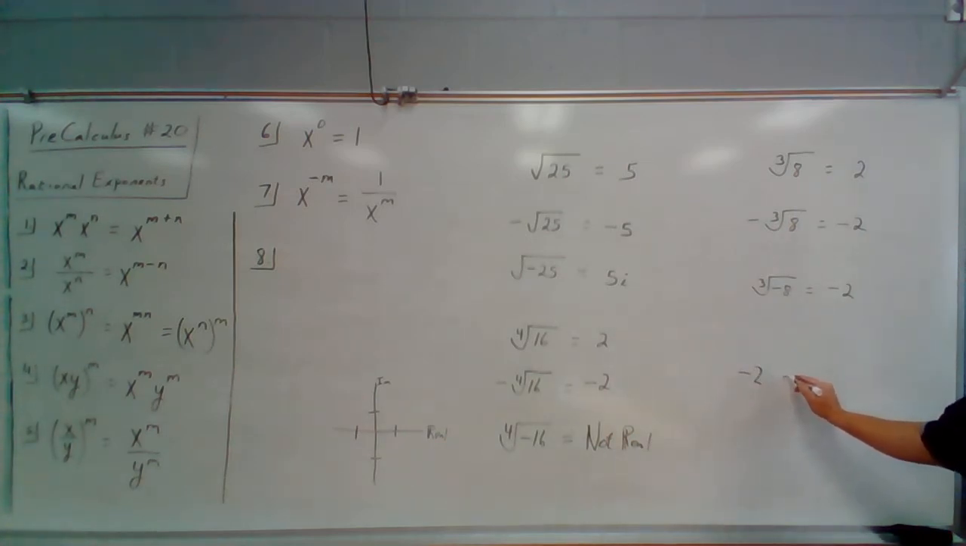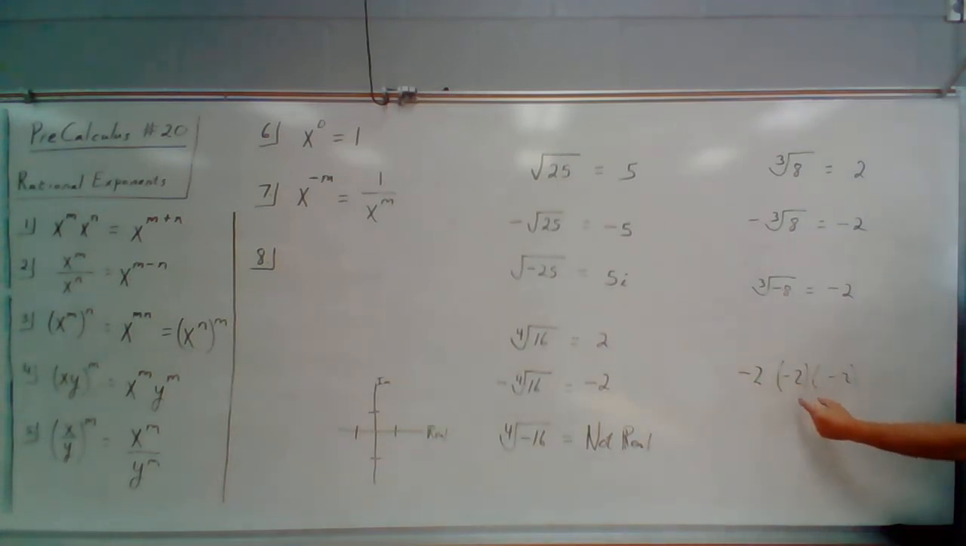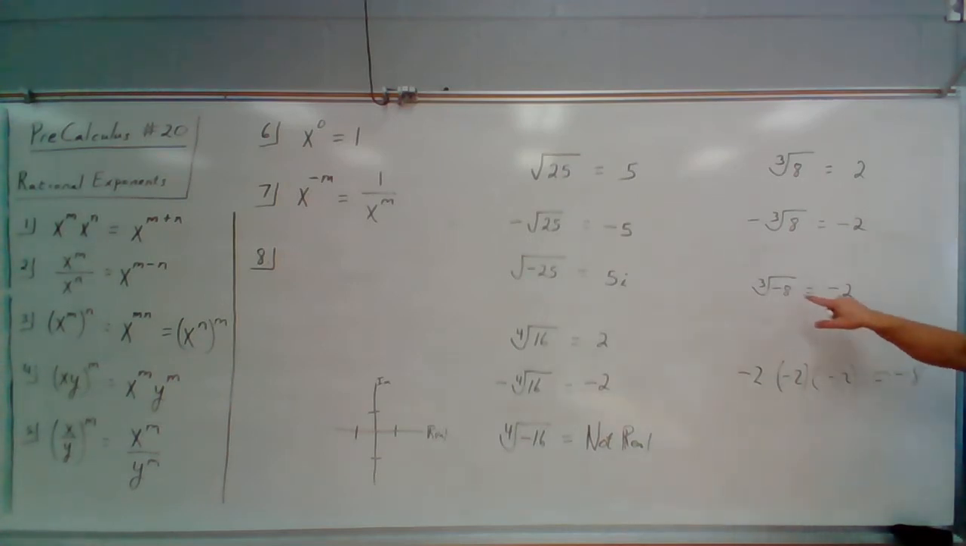Because in this case, I have 3 negative signs multiplied together. So if I multiply the first 2, that would be a positive 4. Times a negative 2, that would get me a negative 8. So I have an odd exponent. Multiplying this number by itself an odd number of times will give me a negative number. So if I have the odd root of a negative number, my answer can be real.